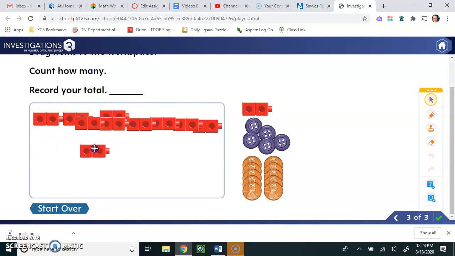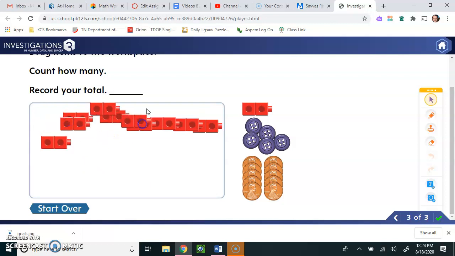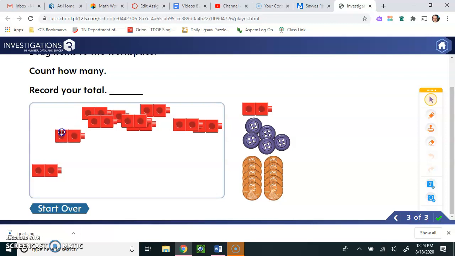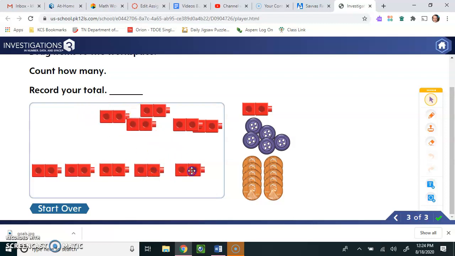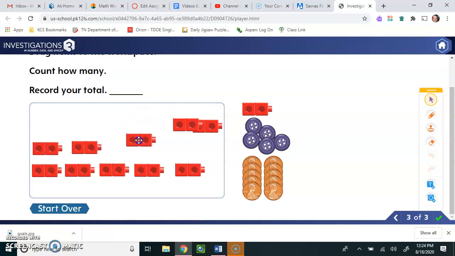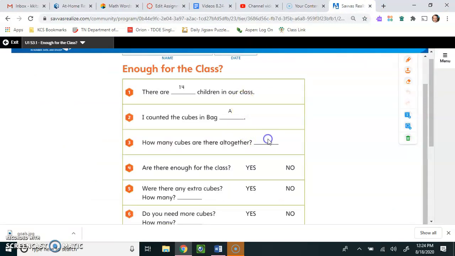Let's count them. We have a problem. They don't break apart. They're all in groups of 2. So what could we count by if we wanted to count these cubes? Absolutely, we could count by 2. So let's do that. Count with me. 2, 4, 6, 8, 10, 12, 14, 16, 18, 20. So how many cubes were in bag A? Absolutely, 20.